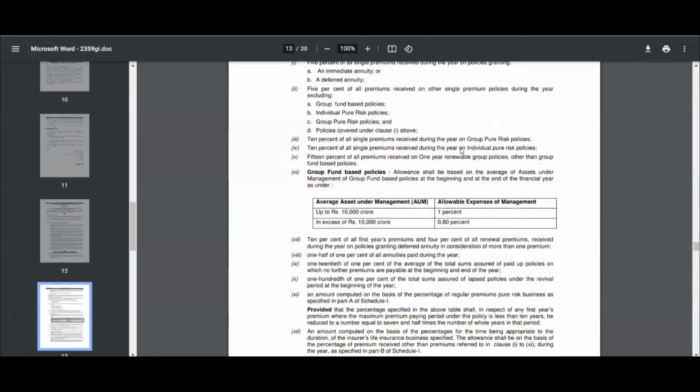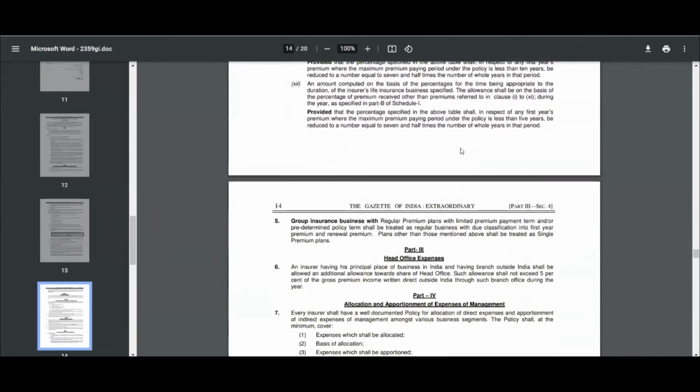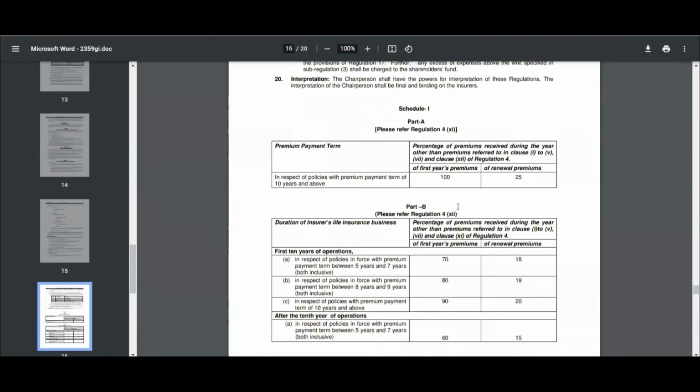Now for regular premium pure risk policies, there is a table which basically says that, apart from those conditions mentioned in 1 to 5 above, and also excluding 6 and 7, if these are regular premium policies, it should not exceed the percentage which is 100% for the first year and 25% for the second year. That is given in the annexure of this regulation. You can see this here. This is the percentage that is written here.